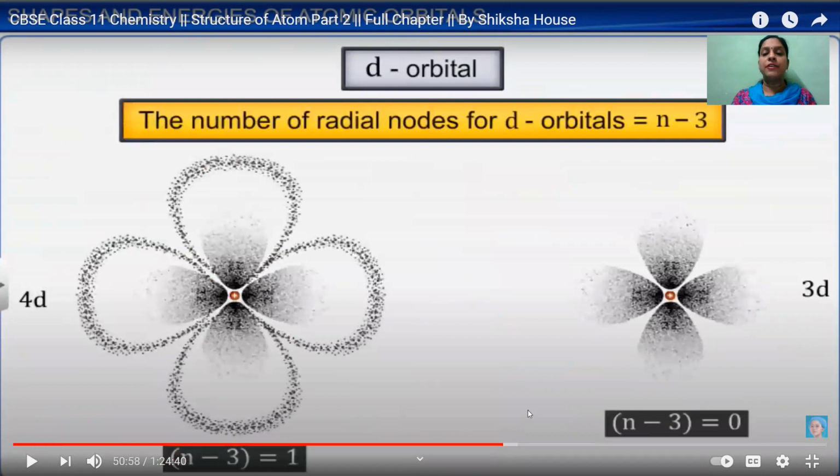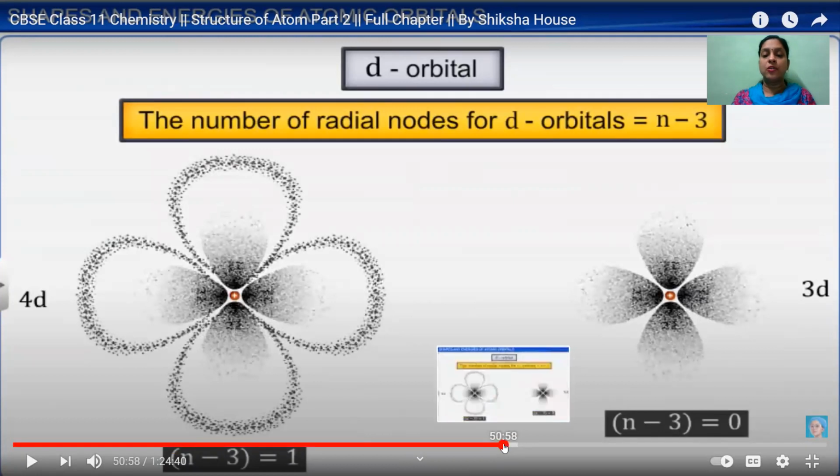Now the number of radial nodes for d orbital जो होता है that is equal to n-3. ठीक है. As you can see here 3d में there is a 0 radial node, whereas if we are talking about the 4d, so n-3 हो गया, माने 4-3, and there is 1 radial node present in it. All right. So इसमें हमारा एक रेडियल नोड है.